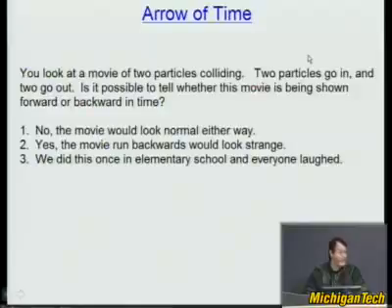So the possible answers could be no. No. The movie will look normal either way. Yes, the movie run backwards would look strange. You don't even have to understand how strange, it would just look strange. And we did this once in elementary school and everyone laughed.